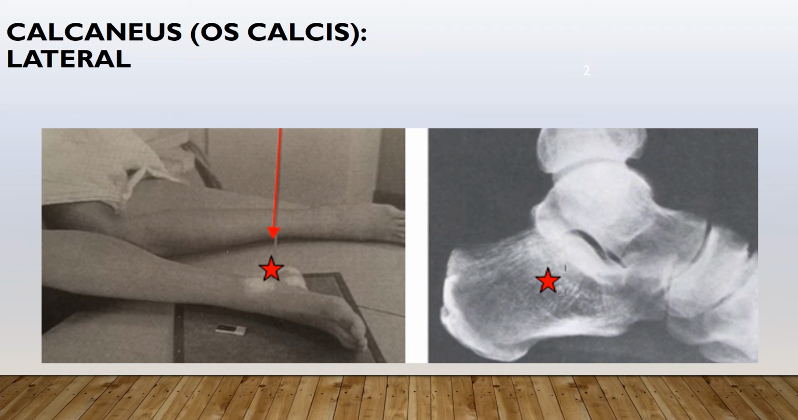Here's a lateral view of the calcaneus or oscalcis. The patient is going to be lying on the affected side. Adjust the leg and foot in the lateral position with the patella perpendicular to the table. Center the calcaneus to the image receptor. Adjust 1 to 1.5 inches distal to the medial malleolus, and the central ray is perpendicular to the mid portion of the calcaneus.